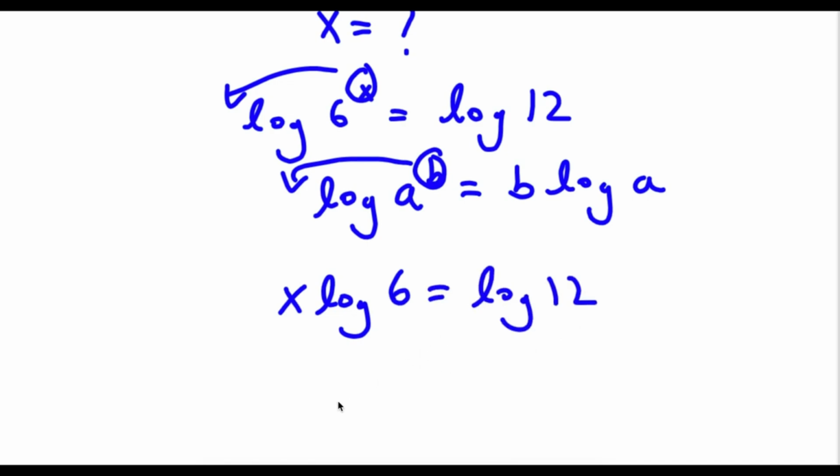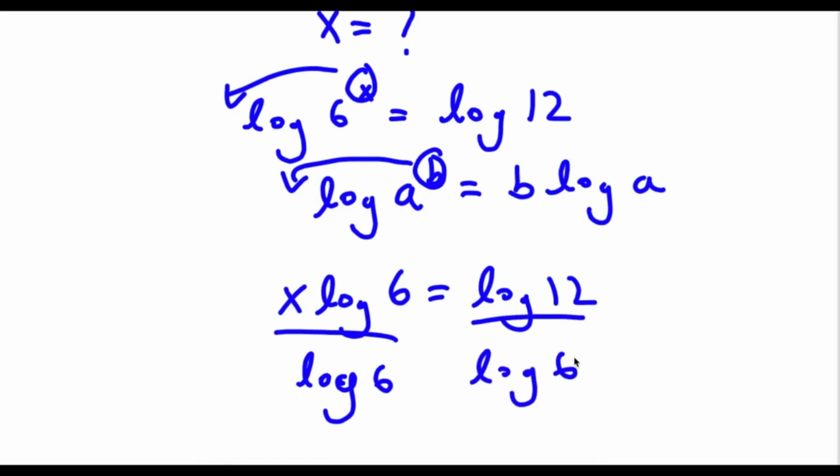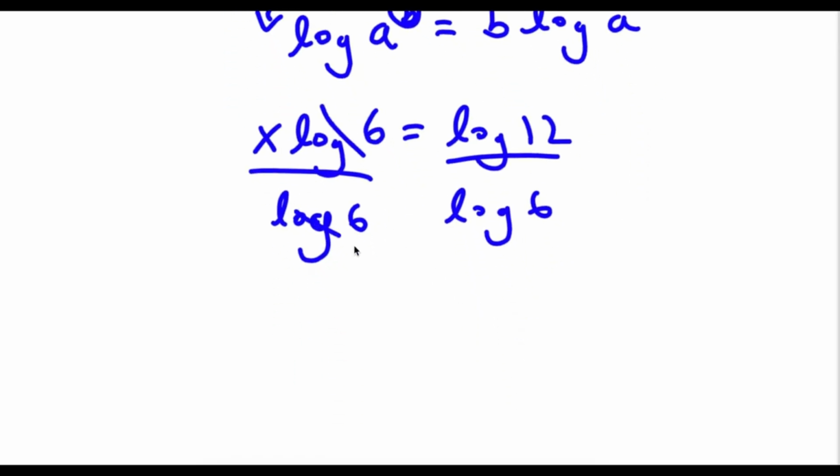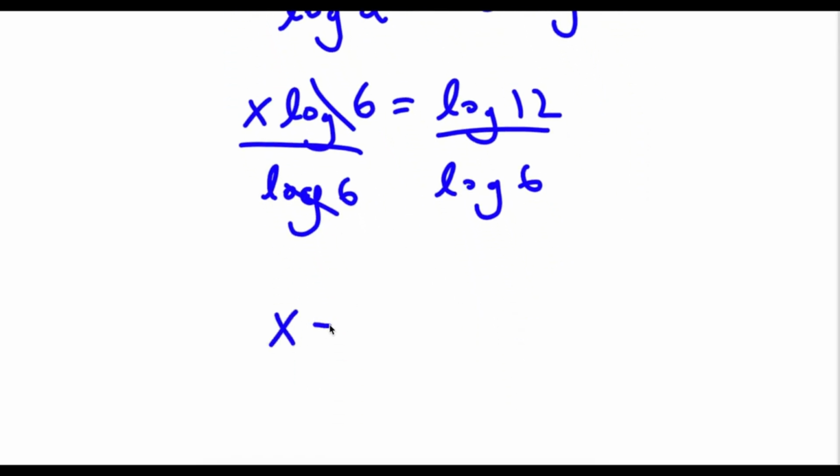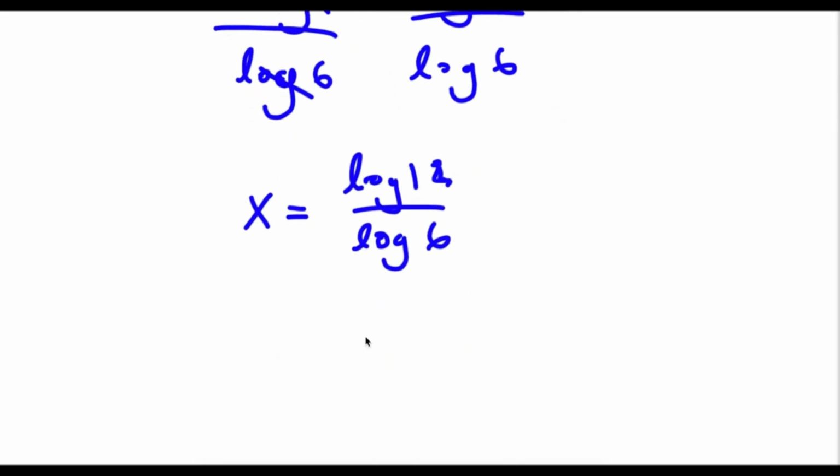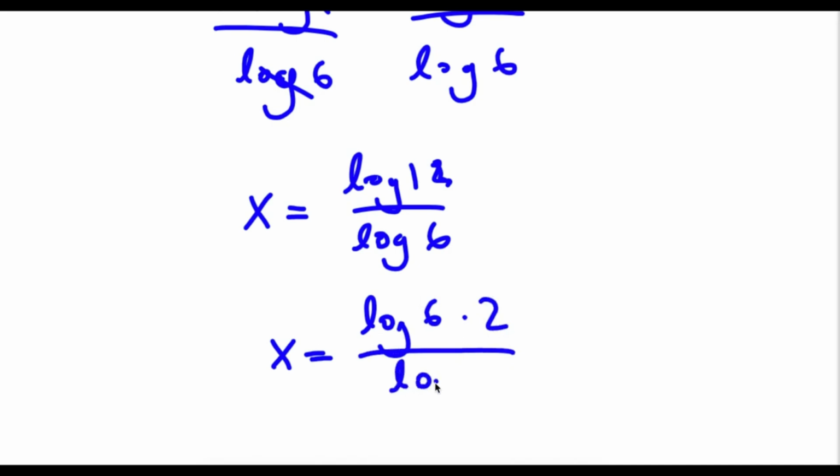And now what I'm going to do is I'm going to divide by log 6 on both sides. So now these two cancel out, and I'll be left with x is equal to log 12 over log 6. So now log 12, this is the same thing as log 6 times 2. Now I have this over log 6.